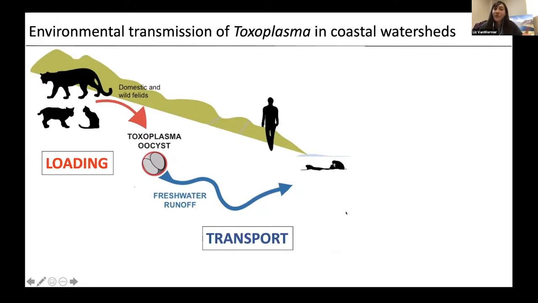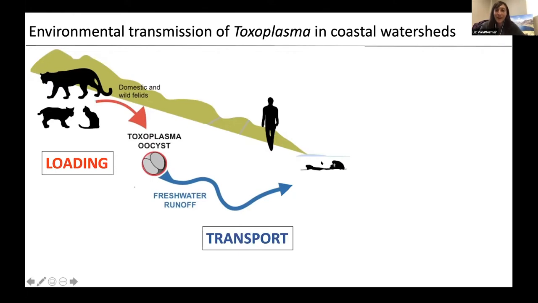So if we break it down, we can think about the parasite loading, the cats that are putting the parasites into the landscape, and then what happens after they're already on the landscape? How do they make it to the ocean? What influences that? And people are really interesting here.